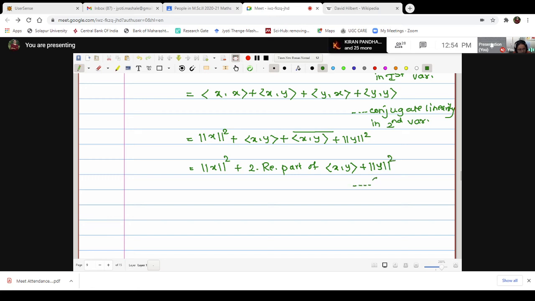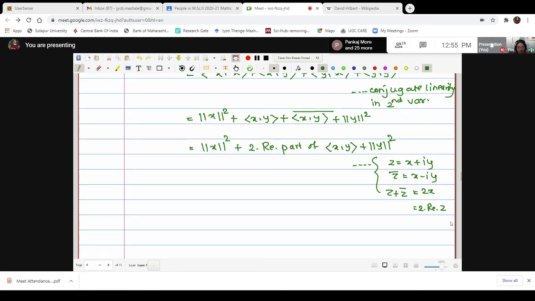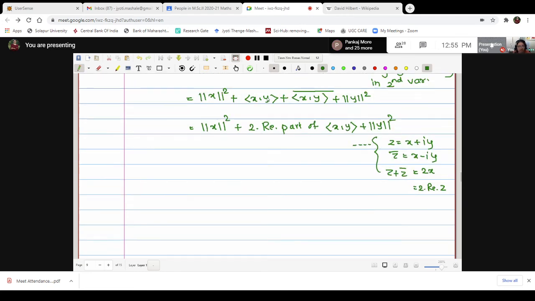I will just explain here. If z I am writing x plus iy, z bar will be x minus iy. What about z plus z bar? Then iy will get cancelled. This is 2x. But what is x? x is real part of z. Therefore, this is 2 times real part of z. Right? Same quantity we are using here. Inner product xy plus conjugate of inner product xy is 2 times real part of inner product xy.